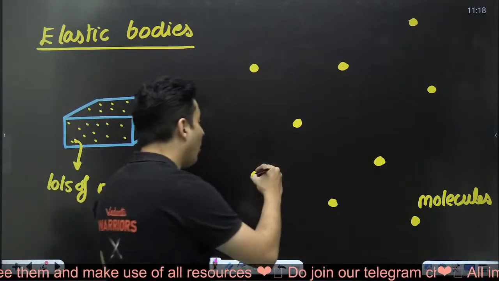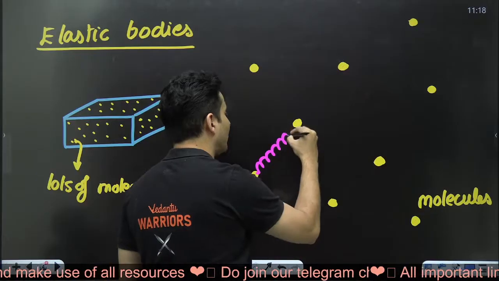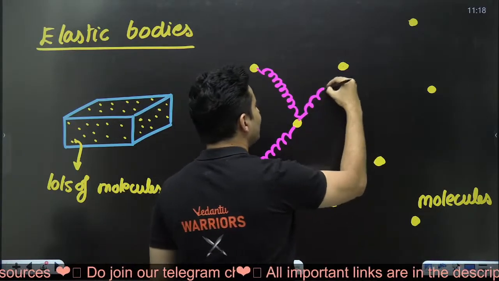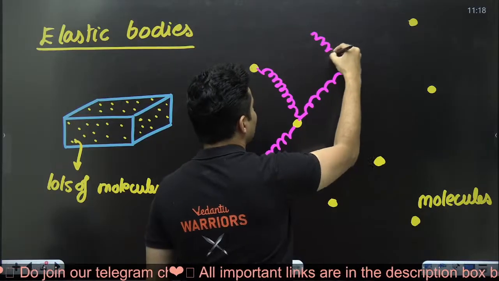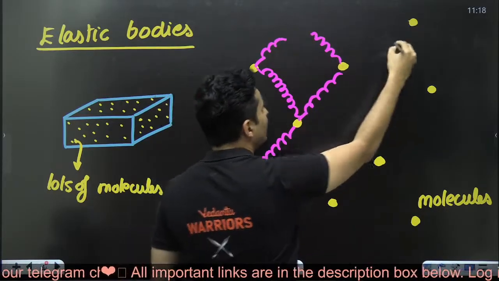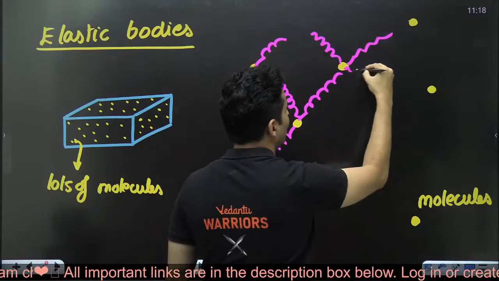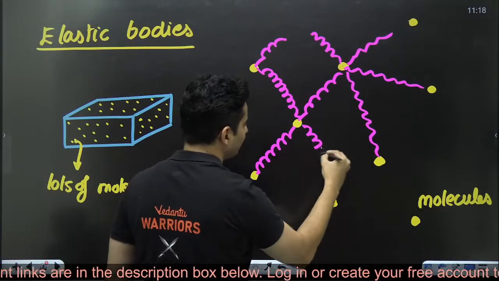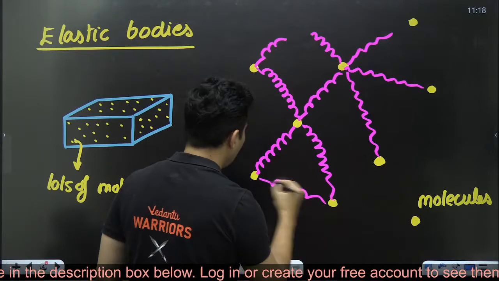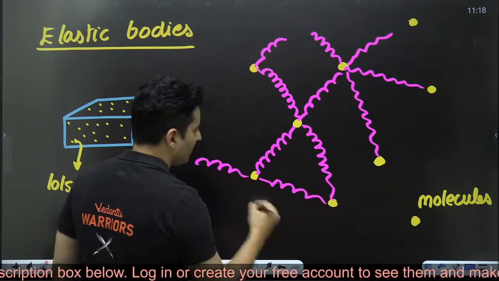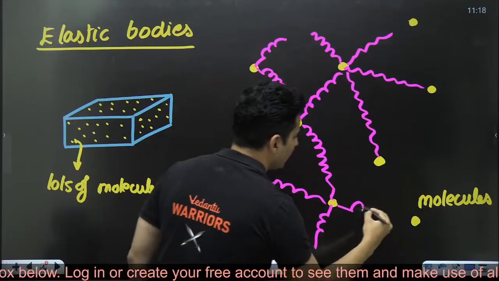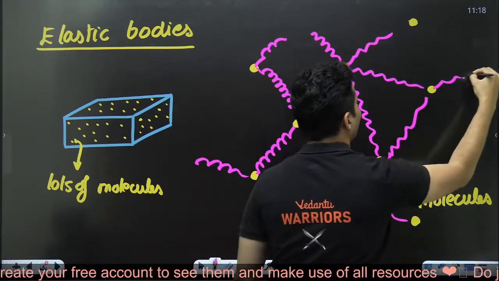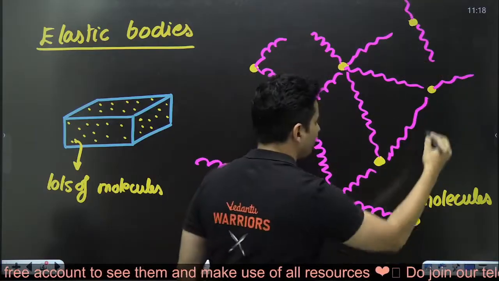So you can think of imaginary springs. There are no actual springs. So please do not think that inside a solid there are springs. No. These are just imaginary springs which I am drawing so that you get the understanding of how the behavior is. Okay, so this is how it looks. I'm just showing some random springs here to give you a feel of the situation.